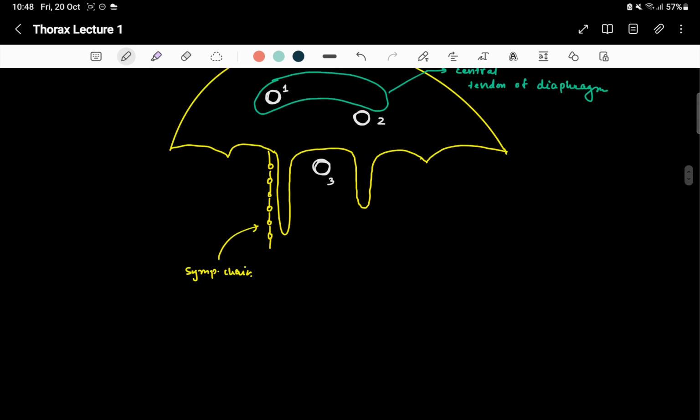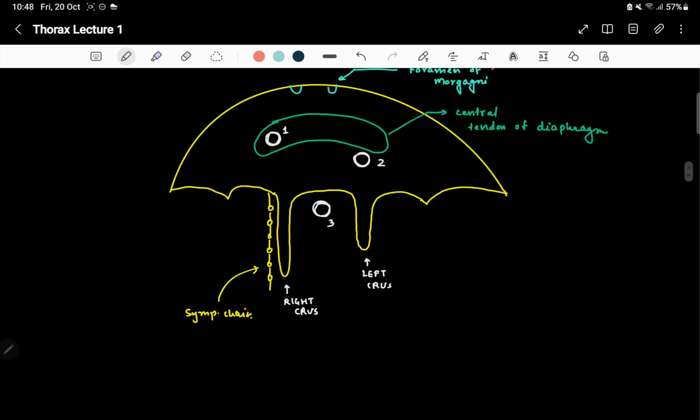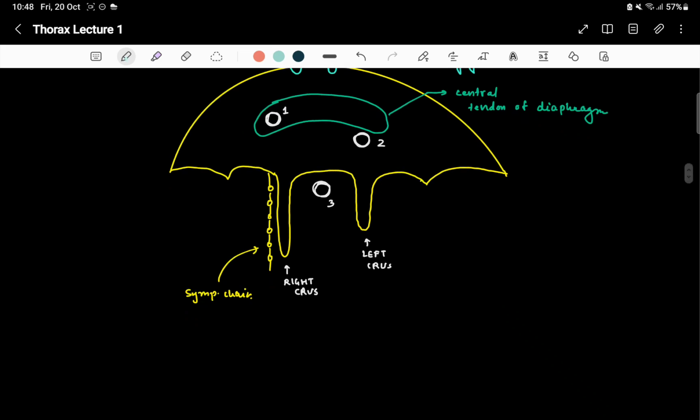Some other things let me label. So this is the right crus, the right limb of diaphragm. This is the left one. Okay, and here you can see arising, these two are your ligaments. Let me label this one, and here this one.